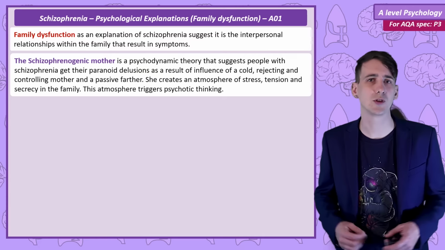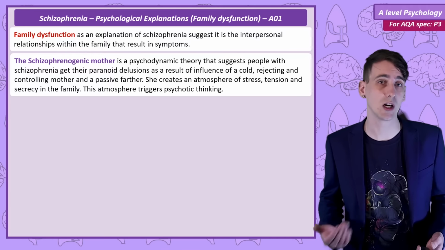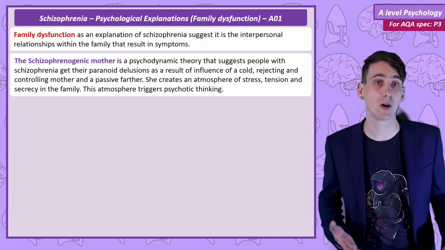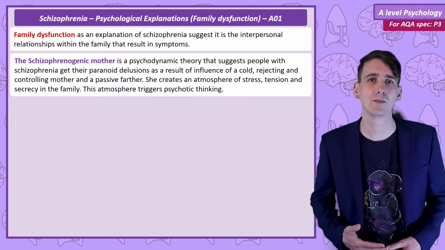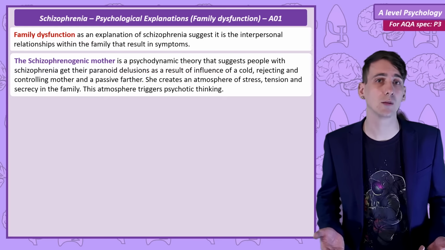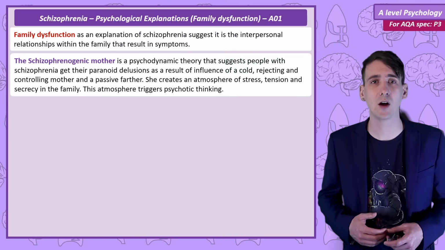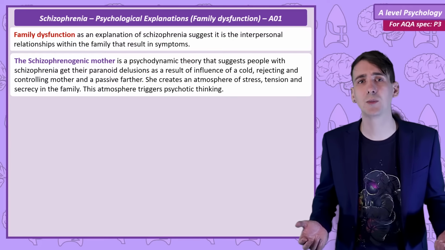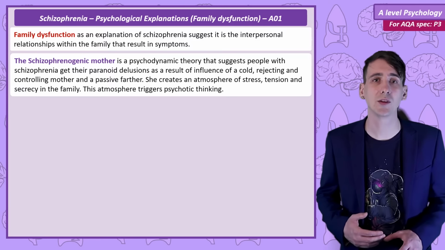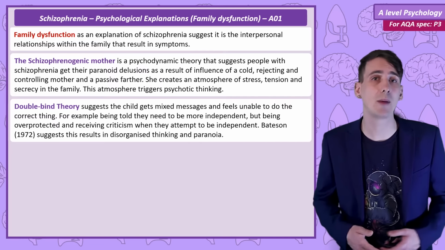So starting with the schizophrenic mother. This confusing word is a combination of schizophrenia and genic, meaning generating or creating. So a schizophrenic mother means a mother who creates schizophrenia within a child. And this theory has psychodynamic origins and suggests that while growing up, a child experienced a cold, rejecting and controlling relationship with their mother, while the father was mainly passive. This stressful experience of living in a tense household results in psychotic thinking, resulting in the positive symptom of paranoid delusions.